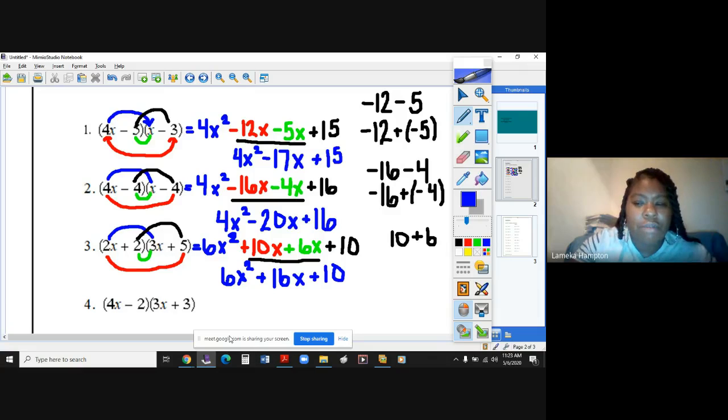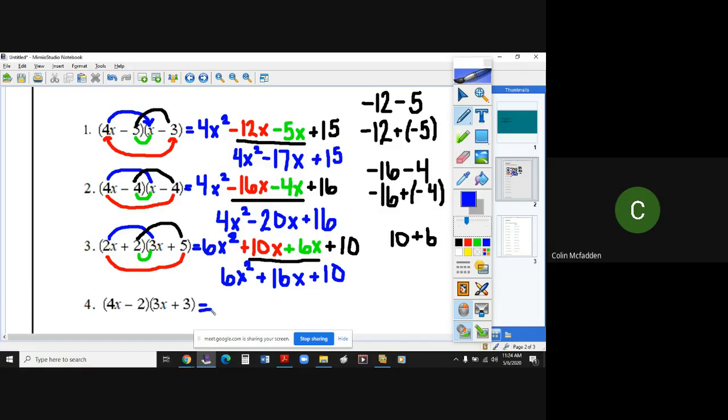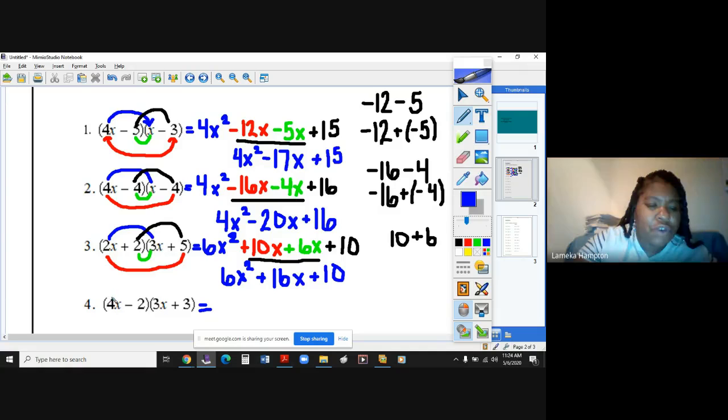All right, so let's look at number 4. Okay, it's already in blue. Cool. All right, what two terms am I multiplying? The 4x and 3x. Yes, sir, the 4x and the 3x. And that's going to give me what? 12x. Okay, it's going to be 12x squared.